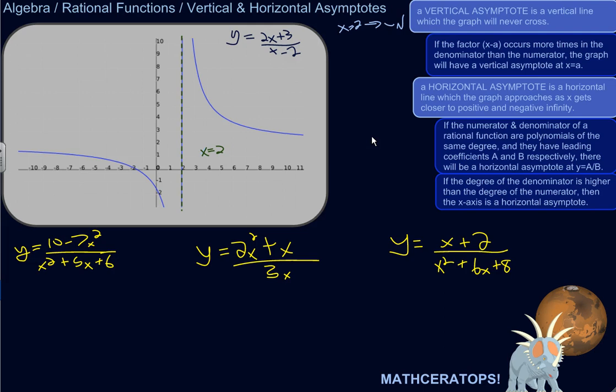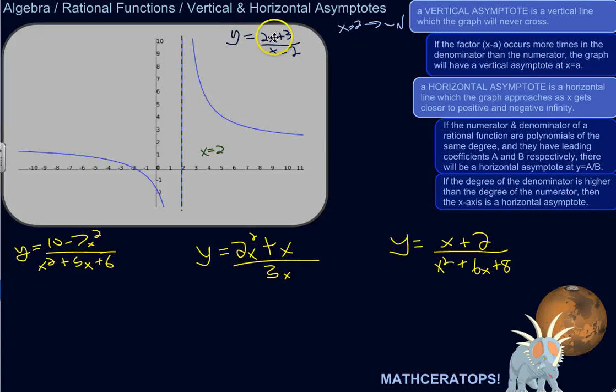Not every rational function will have a horizontal asymptote. It could have 0 horizontal asymptotes. It could have a lot of horizontal asymptotes. How do you determine if there is one? Well, one, you could just graph it and look and see if it seems to approach a certain line as the values of x get really large and really small. Or you can determine algebraically if the numerator and denominator of a rational function are polynomials of the same degree.